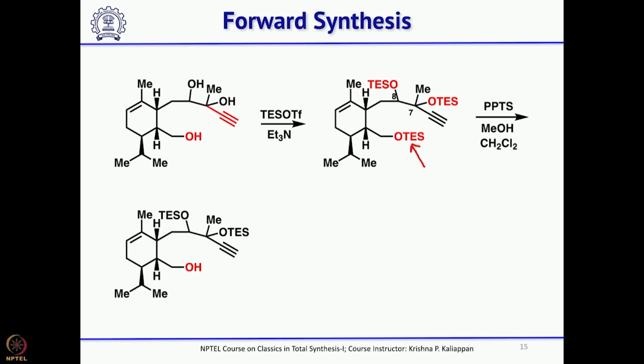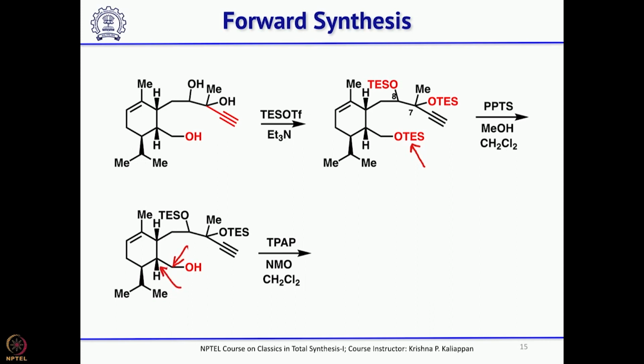Okay. If you see the eleutherobin structure, you need an allylic alcohol here. You need an allylic alcohol here. That means this primary alcohol should be oxidized and then homologated. Okay. The primary alcohol should be oxidized and homologated. So, what you should do, you should oxidize this primary alcohol, and that can be done under very mild condition, so that you do not see the epimerization at the adjacent carbon.